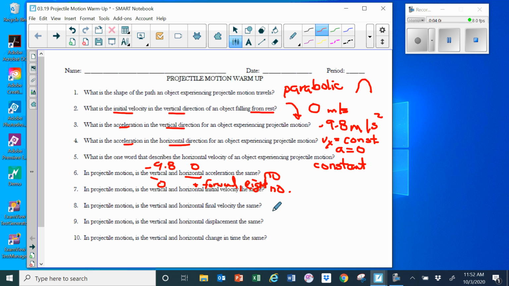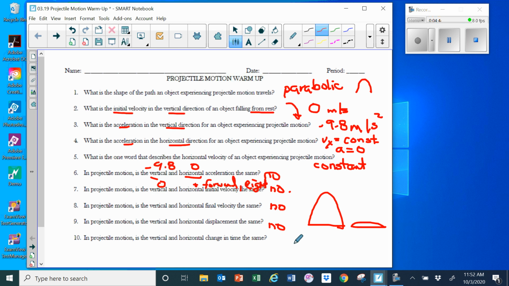In projectile motion, are the vertical and horizontal final velocities the same? No, not at all. They're going to be different. In projectile motion, are the vertical and horizontal displacements the same? Nope, they don't have to be. The vertical and horizontal displacements can be significantly different. You can have a high projectile that has a big vertical displacement and a small horizontal displacement, or you can have a long horizontal displacement and a very short vertical one.